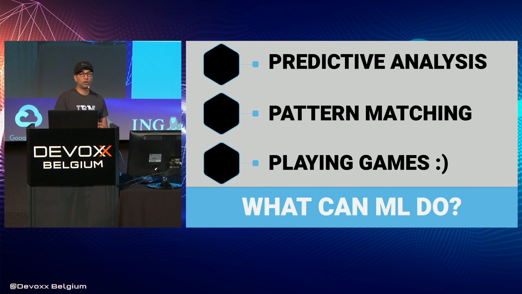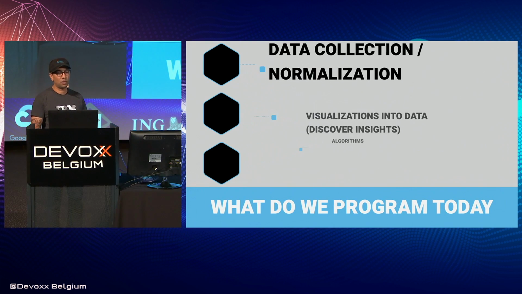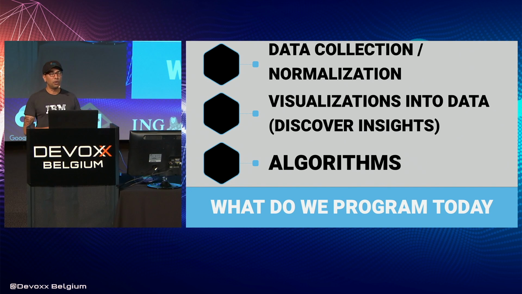And of course, machine learning is good for doing pattern matching, and everyone likes those cool demos where they teach machine learning to play a video game like Galaga or whatever, right? So these are all the different things that machine learning can do, and you're probably familiar, or probably have seen these use cases already. But what is it that we do when we program stuff today?